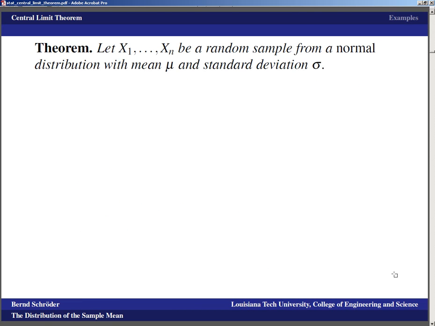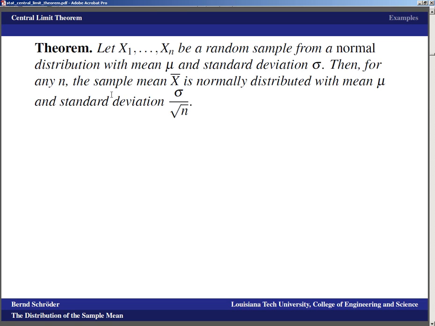Okay, so what's the theorem? Well, this is the first thing here. The first one here is not the central limit theorem, but if we have a random sample from a normal distribution, so we've got a process that is normally distributed with mean mu and standard deviation sigma, then for any n, the sample mean x bar is normally distributed with mean mu and standard deviation sigma over root n, so that's variance sigma squared over n. That's the same as what we already had worked out.